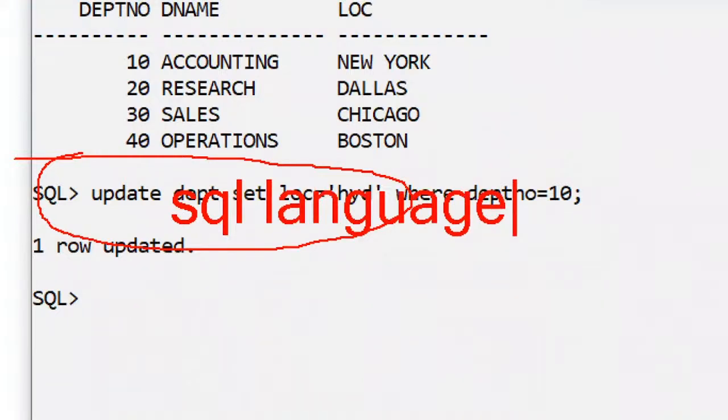Variables are not there, loops are not there, and conditions like if and case are not there. These types of things are not there. It is a very easy, non-procedural language. One or two or three lines of coding is there. Simple.